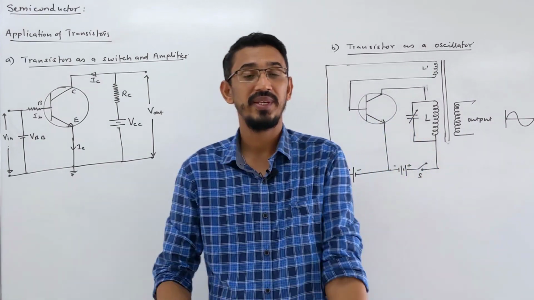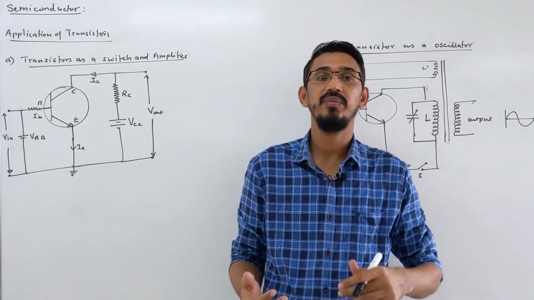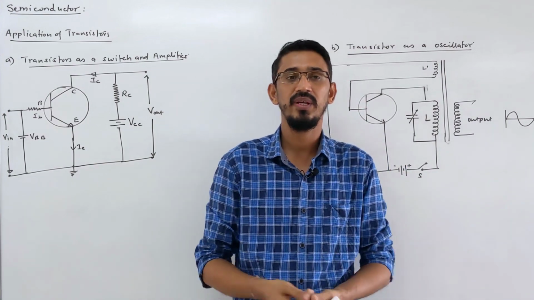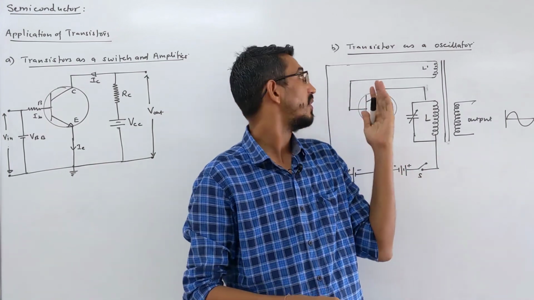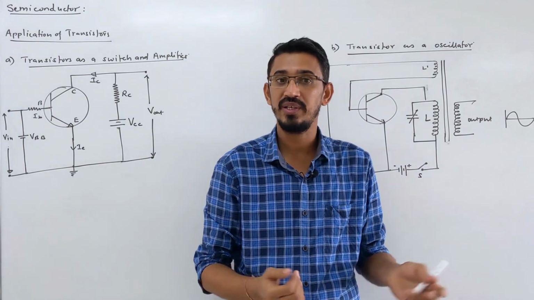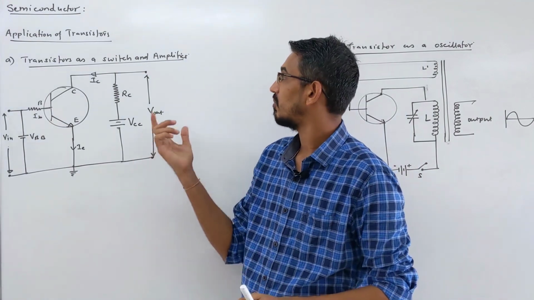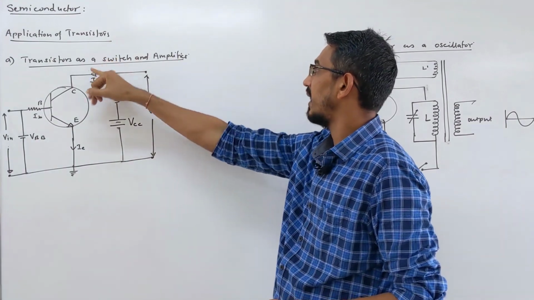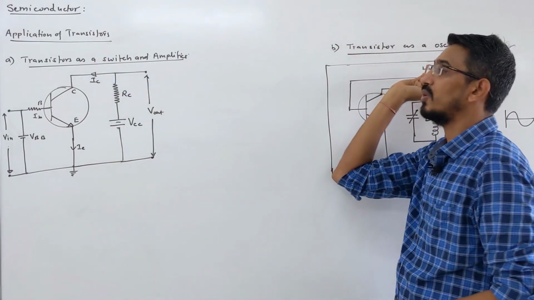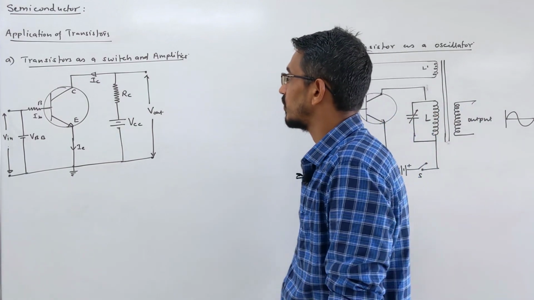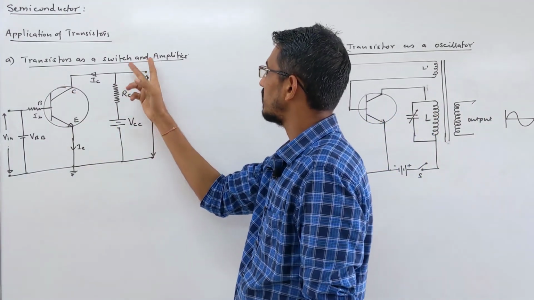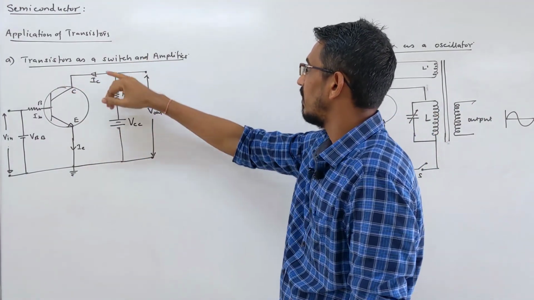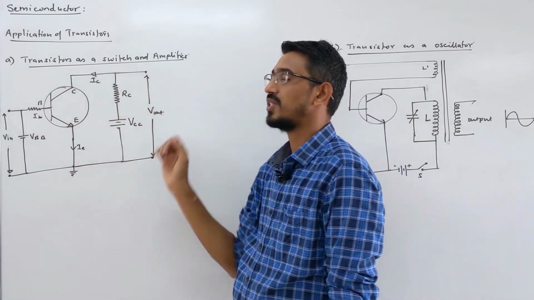So in our syllabus we have three applications of transistor. Transistor can be used as an amplifier, which is the most common application. It can be used as an oscillator to produce electromagnetic waves, and last it can work as an automatic switch also. So three applications we have: transistor as a switch, as an amplifier, and as an oscillator. First we are learning these two applications together because they are related: transistor as a switch and transistor as an amplifier.